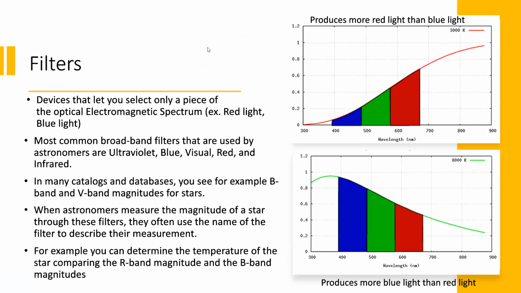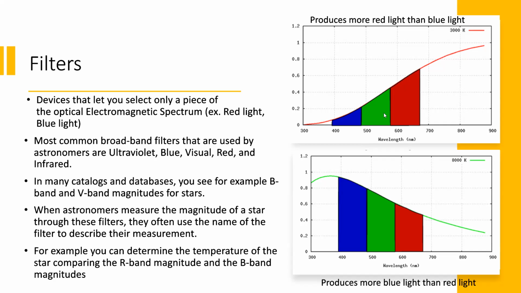Filters. Filters are devices that let you select only a piece of the optical electromagnetic spectrum. For example, you can choose to only see red light or to only see blue light. The most common broadband filters that are used by astronomers are ultraviolet, blue, visual, red, and infrared. In many catalogs and databases, you see, for example, B-band and V-band magnitudes for stars. When astronomers measure the magnitude of a star through these filters, they often use the name of the filter to describe their measurement. For example, you can determine the temperature of the star comparing the R-band magnitude and the B-band magnitude.